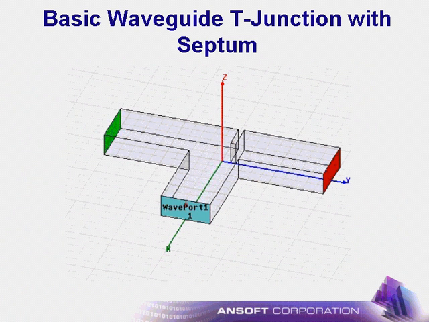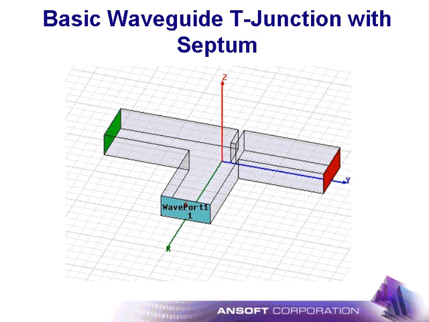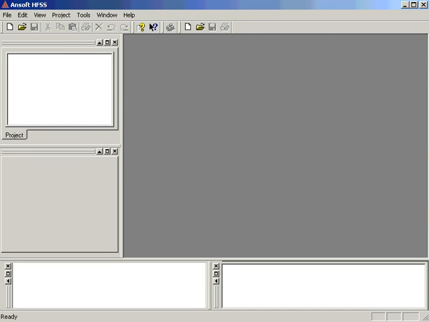The T-junction is a basic 3-port waveguide with a septum to control the power split between ports 2 and 3, when the device is driven with a signal at port 1. We will use the Optimetrics module to determine the position of the septum that will provide a 2-to-1 power split between ports 2 and 3. Before we begin, let's first open the previously solved project using the File Open command in HFSS 9.